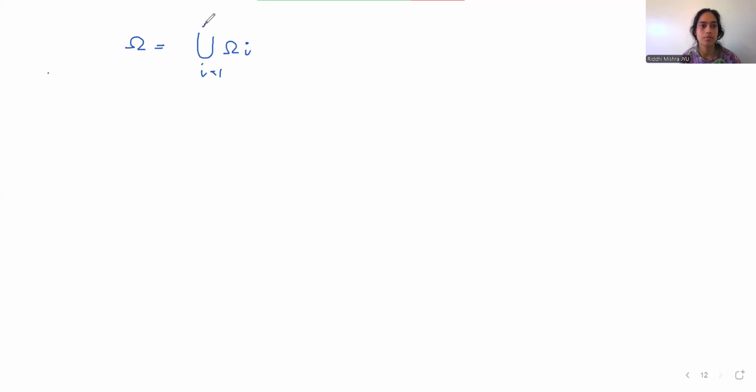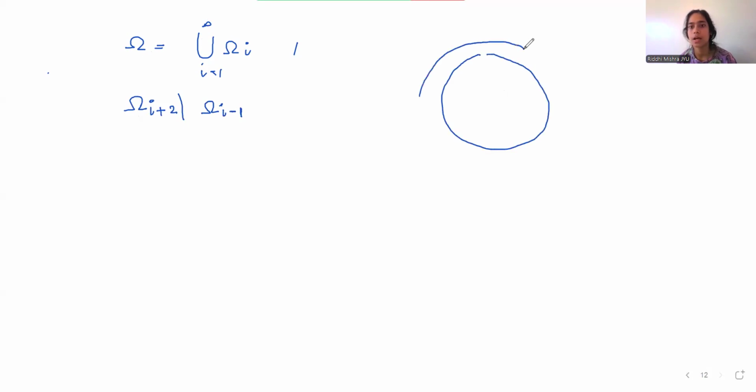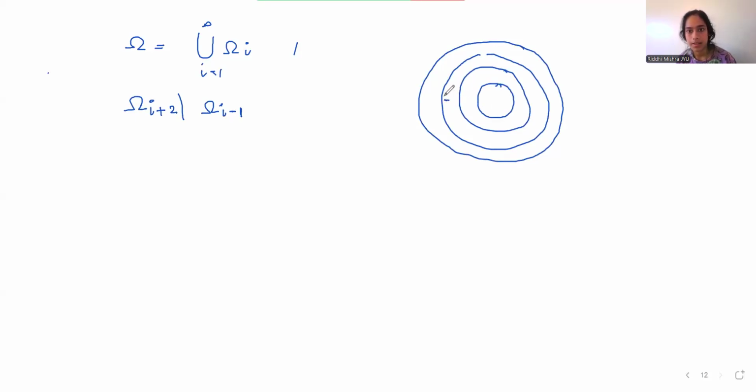Now you took this Omega_{i+2} minus Omega_{i-1}. So you make two patches. Suppose this is 1 in the line. So this region is Omega_{i+2} minus Omega_{i-1}.